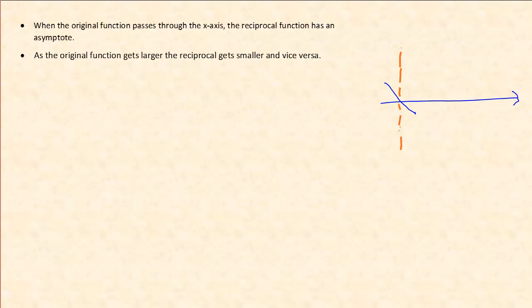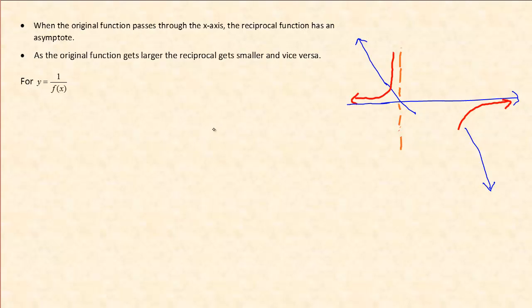We saw on the graph that when the original tended down to negative infinity, then the reciprocal tends to 0 from below. If we had f of x tending to positive infinity, then the reciprocal must tend to 0 from above. So it would approach the axis but coming downwards.